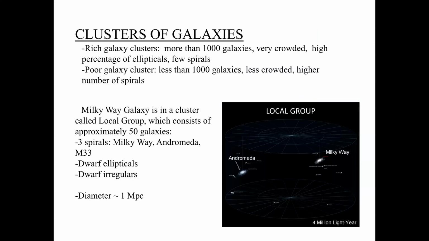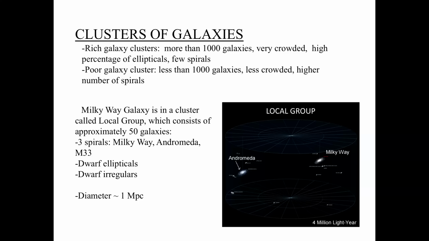Rich clusters of galaxies contain more than 1,000 galaxies. They're very crowded together. They have a large number of ellipticals and few spirals. Poor galaxy clusters, ones with less than 1,000 galaxies, are less crowded and contain a higher number of spirals. This gives you the hint that interaction may be affecting the type of galaxies that are present in these regions.